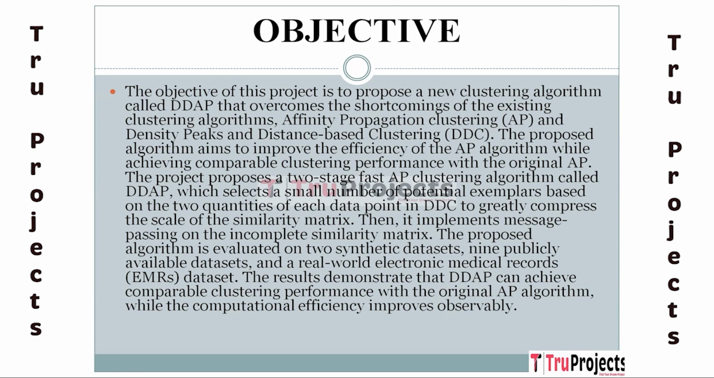To drastically condense the scale of the similarity matrix, the project presents DDAP, a two-stage rapid AP clustering technique that selects a limited number of candidate exemplars based on two quantities of each data point in DDC. The incomplete similarity matrix is then used to implement message forwarding. Two synthetic datasets, 9 publicly available datasets, and a real-world electronic medical records dataset are used to test the proposed approach. The results show that DDAP can achieve comparable clustering performance to the classic AP algorithm while improving computing economy noticeably.